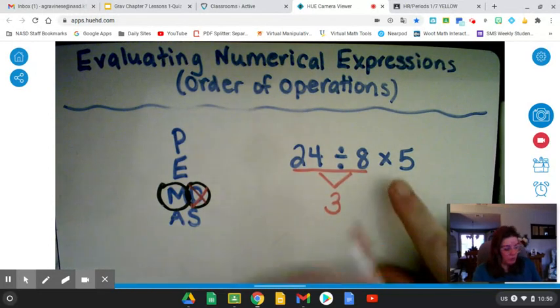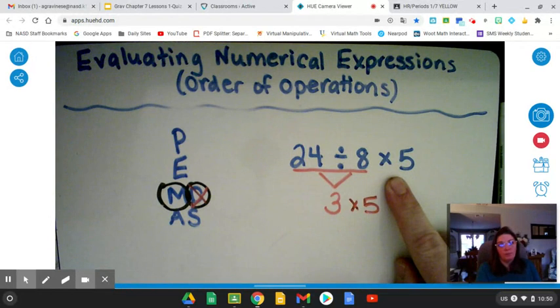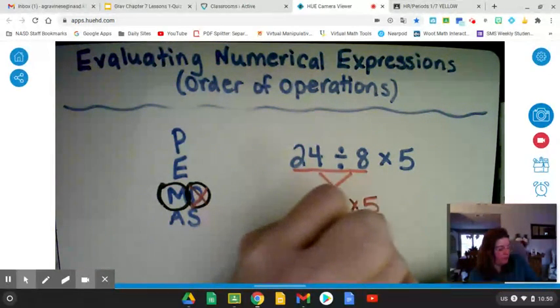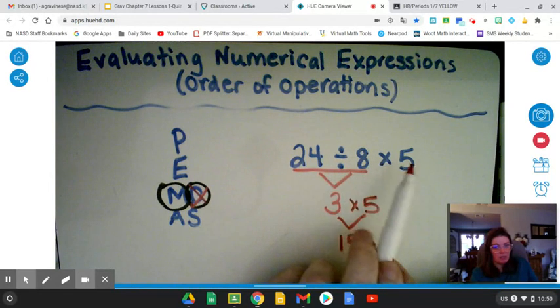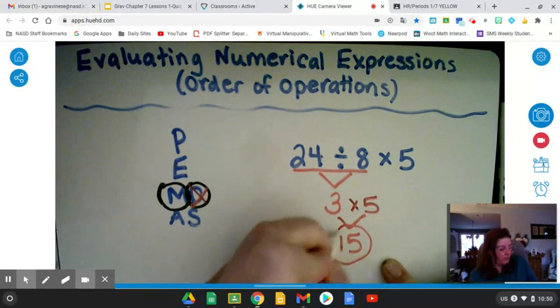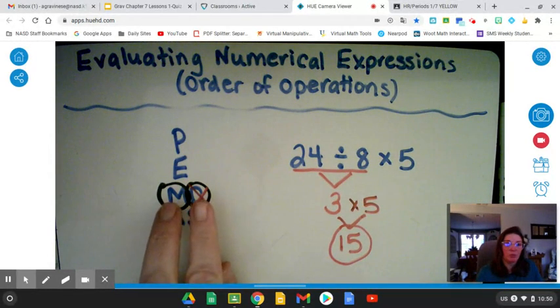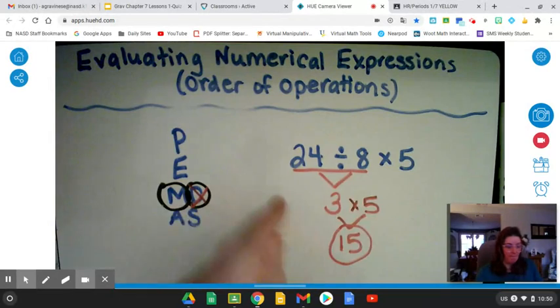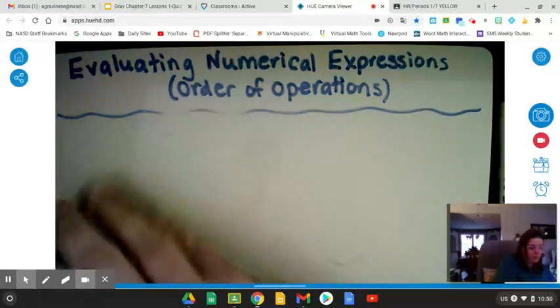Now I would do the multiplication. 3 times 5 is 15. So 24 divided by 8 times 5 equals 15. Why did I divide first? Because when you have both multiplication and division, you have to go from left to right, like it was in a book. That way. All right, let's work another example.